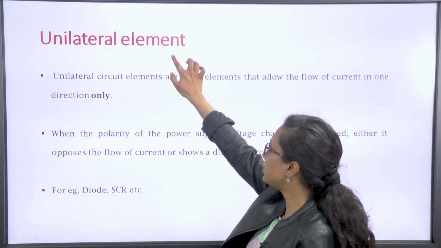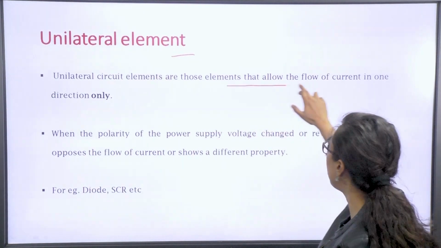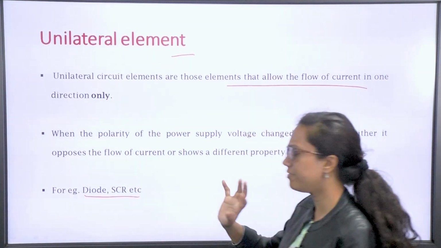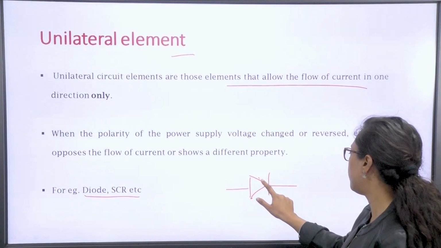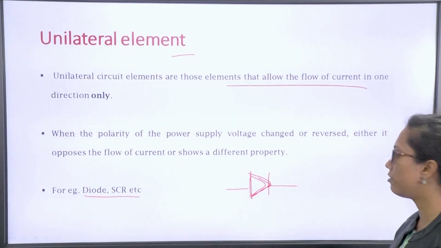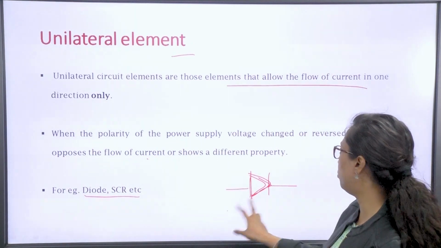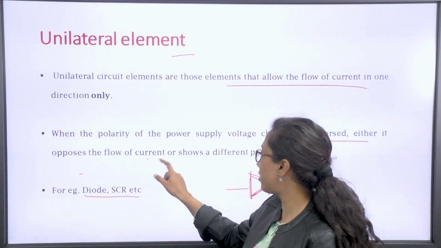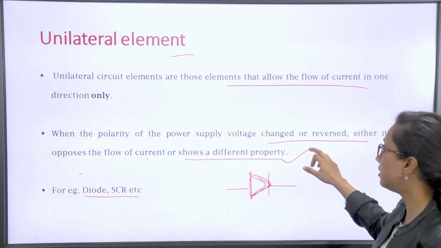Now, the next topic is unilateral elements. As the name suggests, unilateral means there will be a flow of current in one direction only. For example, we can take a diode and an SCR. We will take the diode example. We are making a diode. We already know the VI characteristic of it. So when the polarity of the power supply voltage is changed or reversed, it either opposes the flow of current or shows a different property. This is the property of unilateral elements.